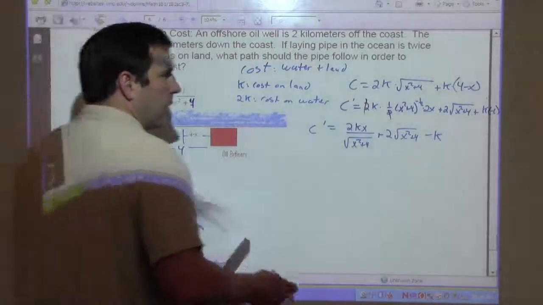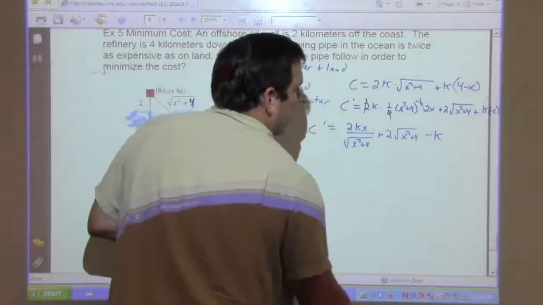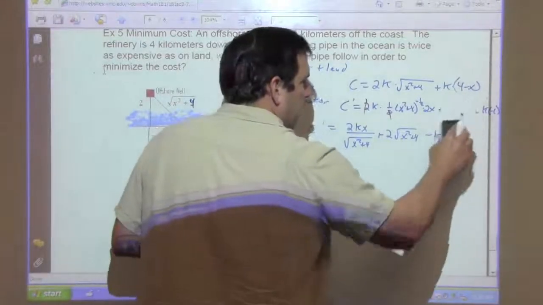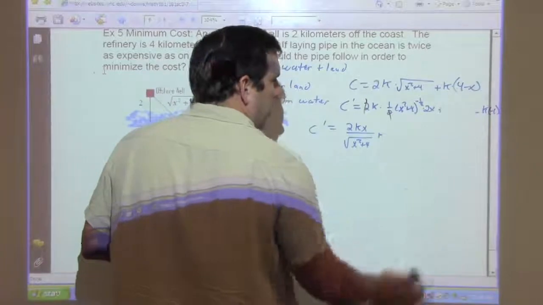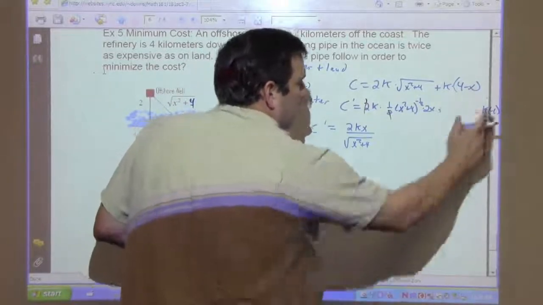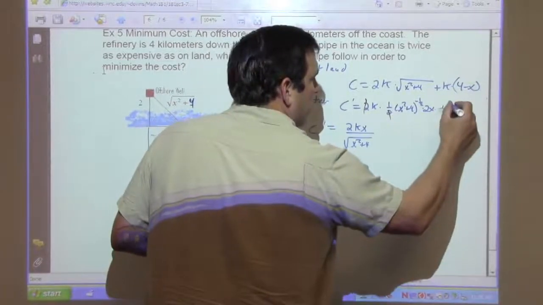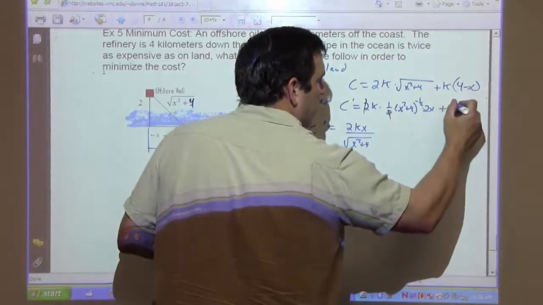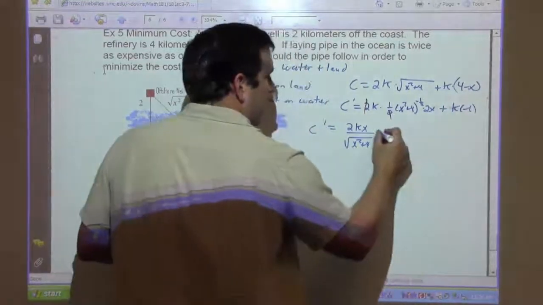Oh, I'm sorry. I was not thinking clearly. K is a constant, so this part's not existent. I was making this more complicated than I needed to. So that's just going to be a plus k times negative 1. So we have a minus k there.